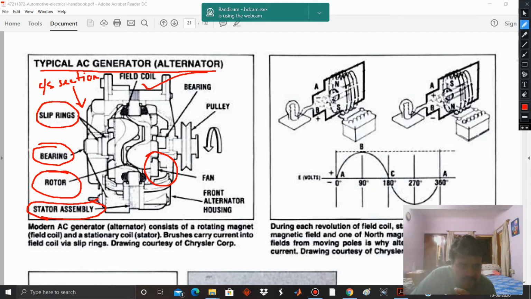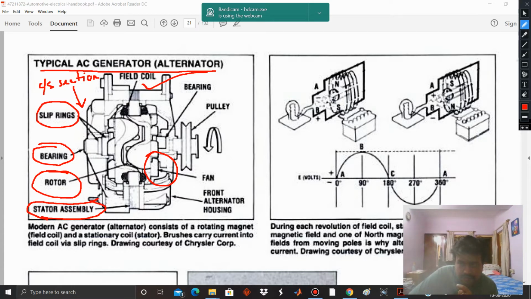So a modern AC alternator or generator consists of rotating magnets, which is known as the field coil, and a stationary coil, which is known as the stator. The brushes carry current into the field coil via slip rings, because the rotor is rotating, and power has to reach the field coil, which is done by means of a slip ring.